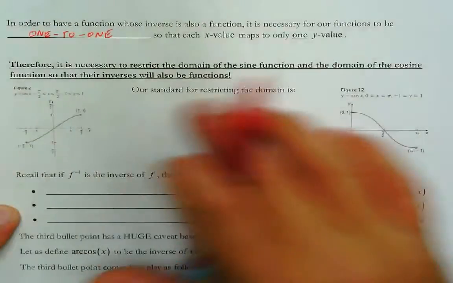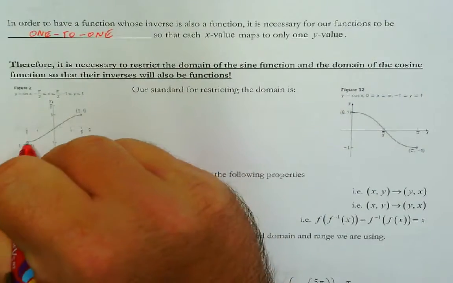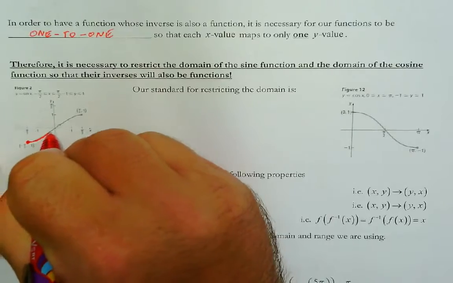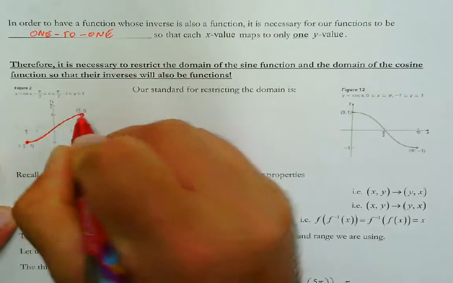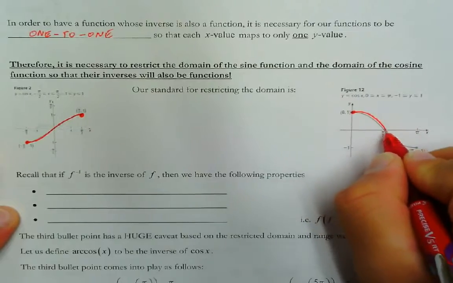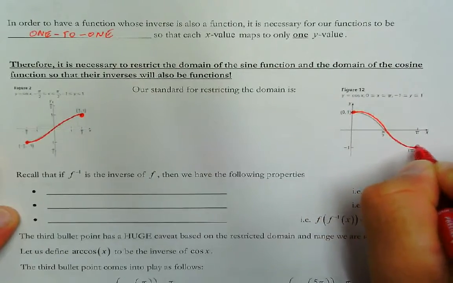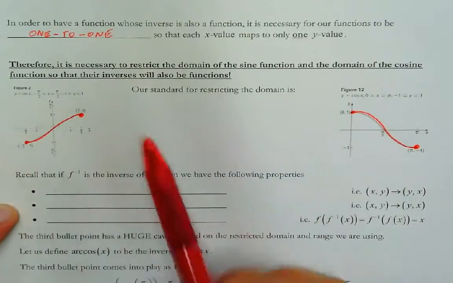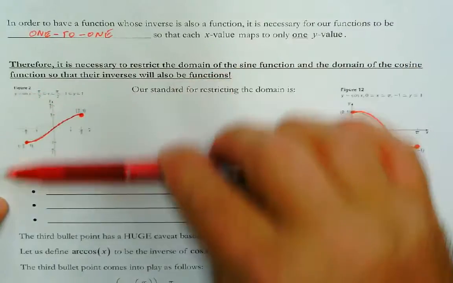So we see these graphs drawn again. Here I have the restricted domain sine function. Here I have the restricted domain cosine function. All right? And we call these 1 to 1. Once again, I pass this horizontal line test.